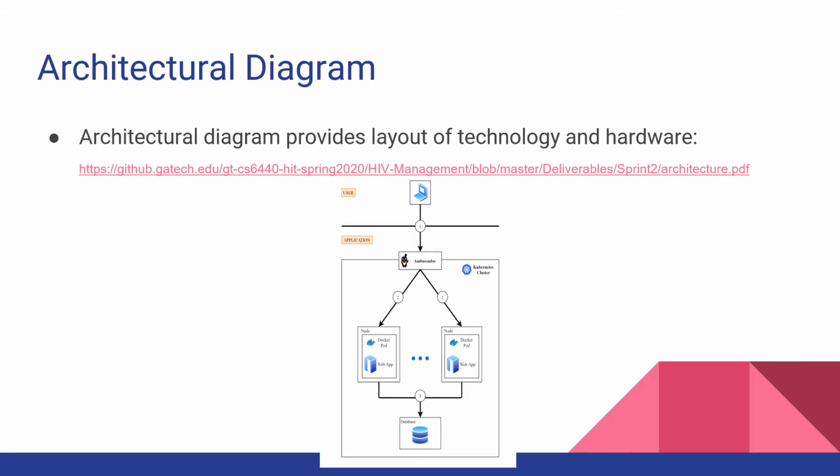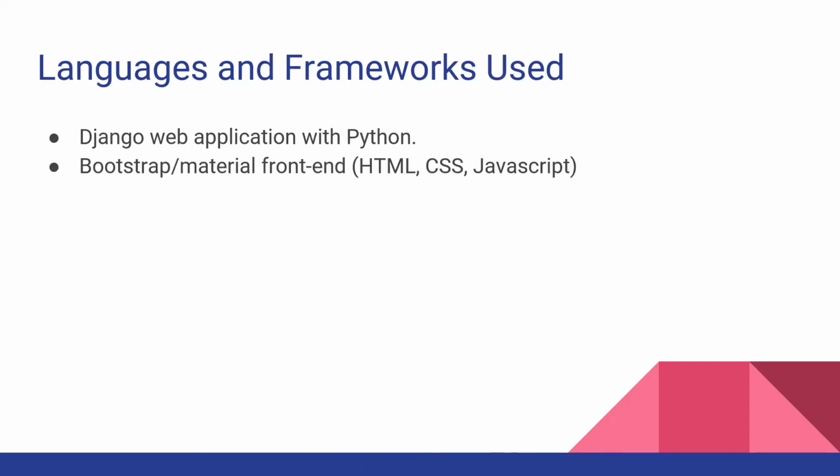Our architectural diagram has not changed since Sprint 2. The diagram indicates that users will access the Kubernetes cluster through their client, and the potential cluster architecture is represented here. The languages and frameworks that will be used will include a Django web application run with Python and a front end built on Bootstrap and Material frameworks, which include HTML, CSS, and JavaScript.